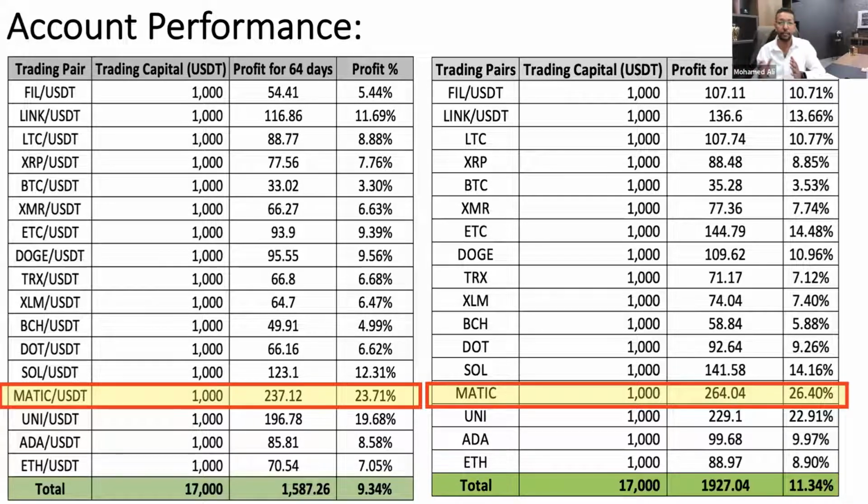So put the funds in as many coins as possible and let the bot trade for you, or choose as many coins as possible and let the bot trade. So if some coins are not performing well, the other ones are going to compensate, and you will end up having a kind of stable income or a stable profit month in and month out.